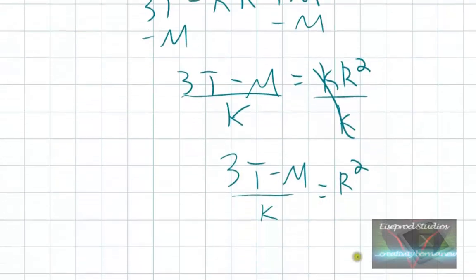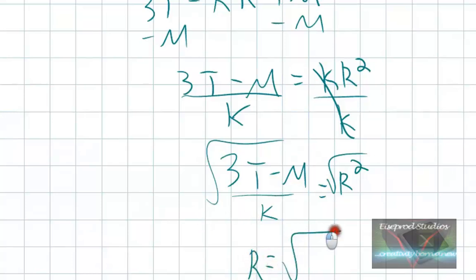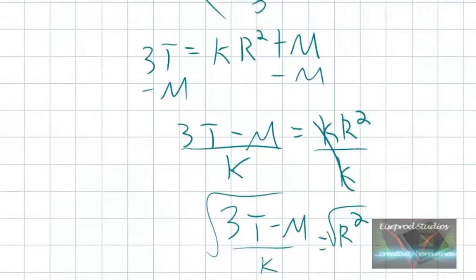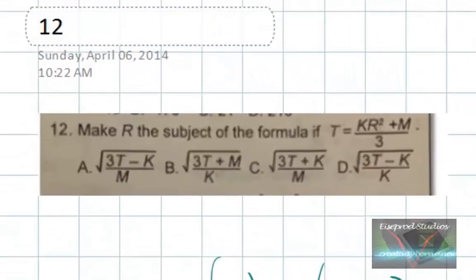Now we have one more step that we need to do, and that's take the square root. So if we take the square root of both sides, then we'll be left with r is equal to the square root of (3t minus m) over k. So when you go up and look for the answer, you'll see that that's not an option, and so what you would do is you would leave this blank because they do not list the correct answer.